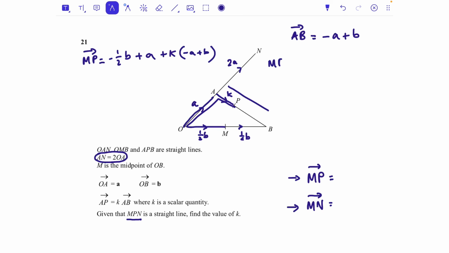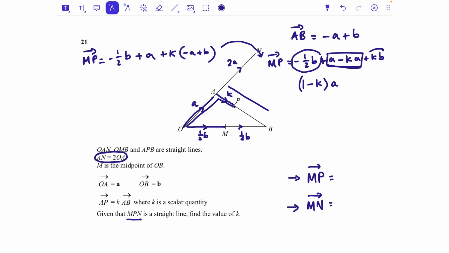So M to P, just bringing this over to here, is minus a half B, add A, minus KA, add KB. And so looking at just the A part, it is 1 take away K, lots of A, because I factorised this bit. And looking at the B parts, I've got K lots of B and I've got minus a half lots of B. So altogether I've got K minus a half lots of B. So that's MP. That's as far as we can go at the minute because we don't know what K is.